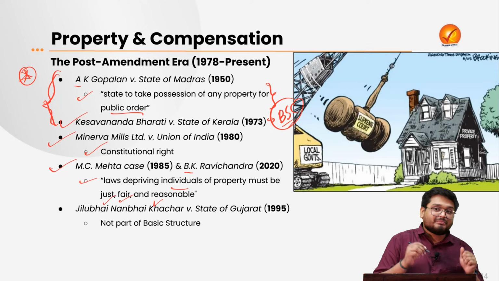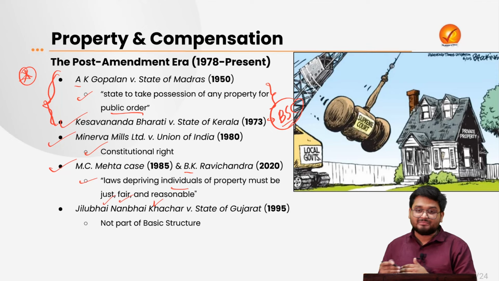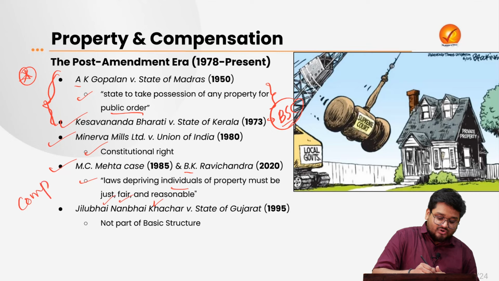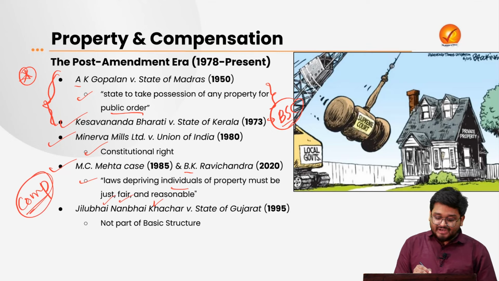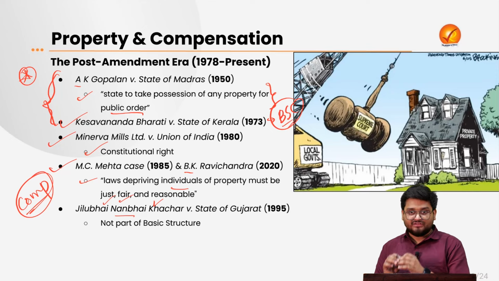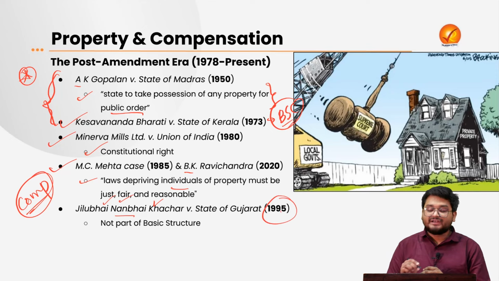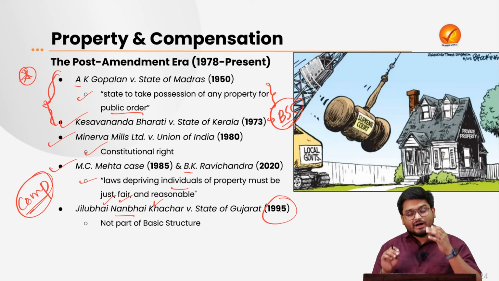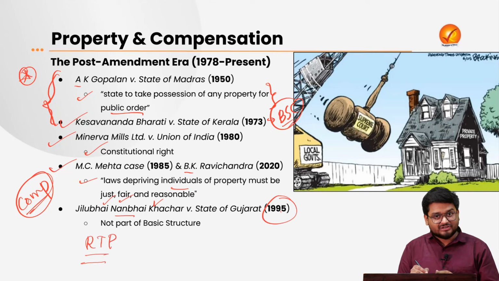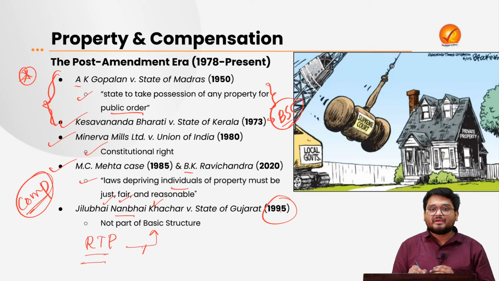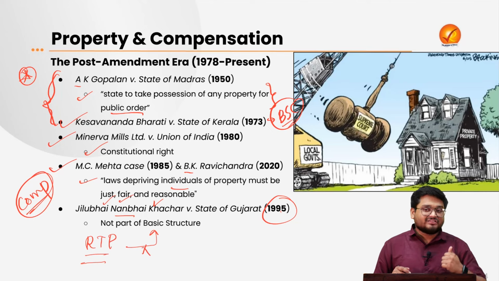That is, if the government is taking the land of the people, the government must assure enough compensation to the people. And finally, the Nanabhai Kachar case versus the State of Gujarat in 1995, the Supreme Court held that the right to property, while it is a constitutional right, is not a part of the basic structure. But again, it is a constitutional right, but it is not a part of the basic structure.